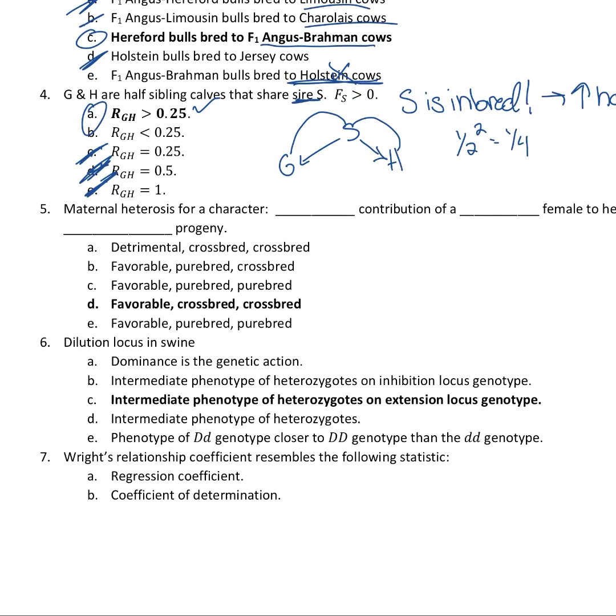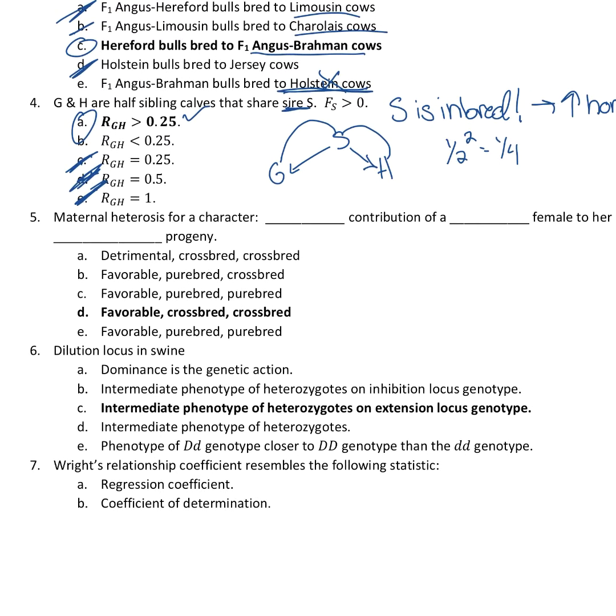For number 5, maternal heterosis for a character, blank contribution of a blank female to her blank progeny. On mine, I have 2 of the favorable purebreds. These right here. I'm pretty sure one of y'all's we changed to detrimental. We know that heterosis for a character, most of the time, is not detrimental. So we can go ahead and cross out the 2 answers that are detrimental.